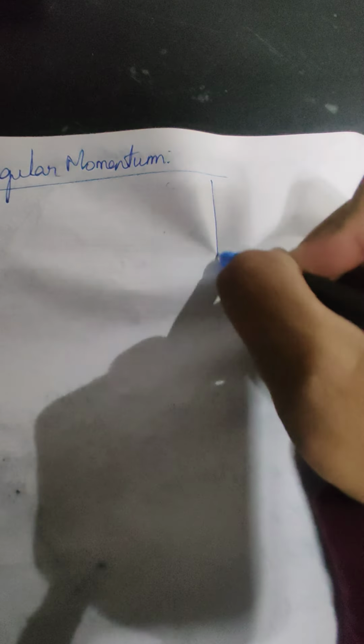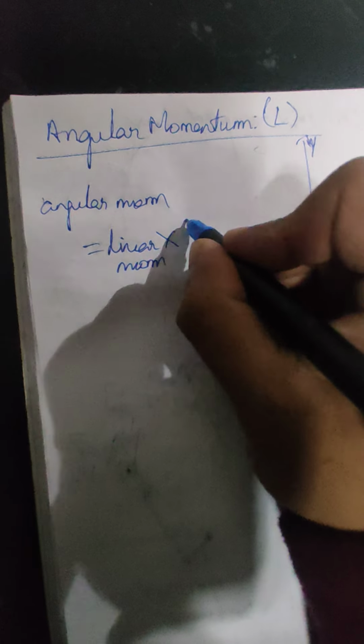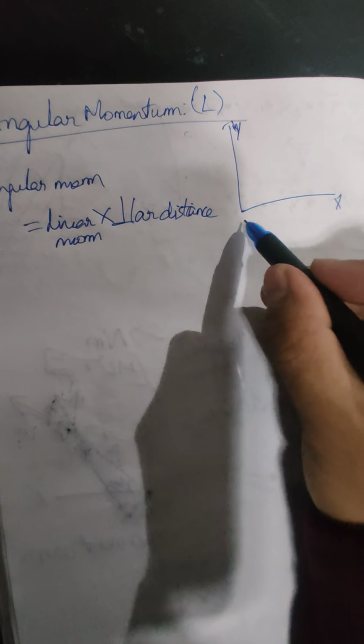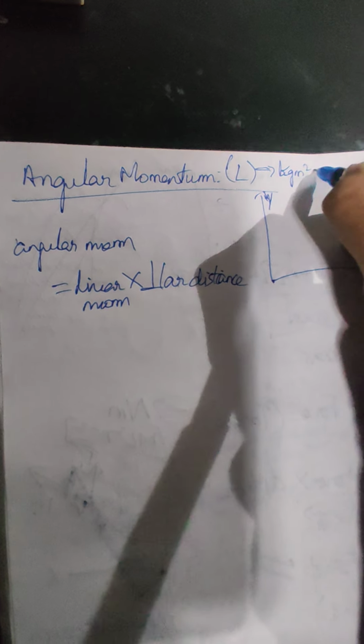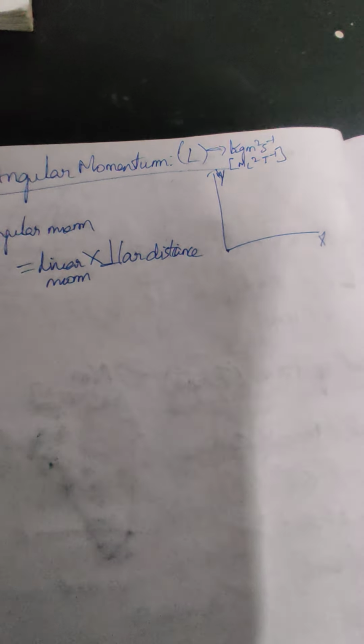So we will take again a two dimensional axis, x and y, and this angular momentum we simply represent by L. From the definition, angular momentum can be measured as the product of linear momentum and perpendicular distance about the axis of rotation. The SI unit of angular momentum is kg meter squared per second, and the dimensional formula is ML squared T minus 1.